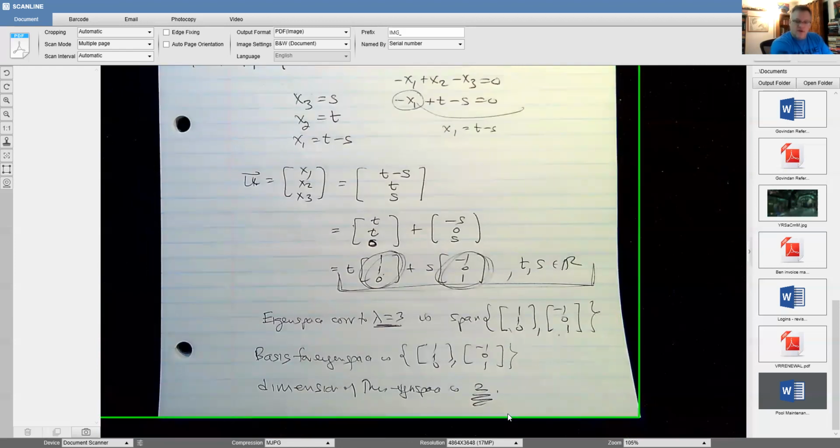Okay, that's different. The other ones had dimension of 1. They only consisted of scalar multiples of a single vector. This time, the eigenvalue repeated, and so the dimension of the eigenspace increased. All right, so that was the keynote there.